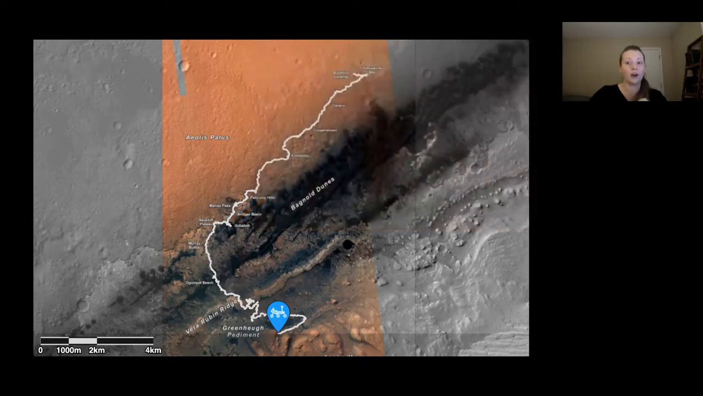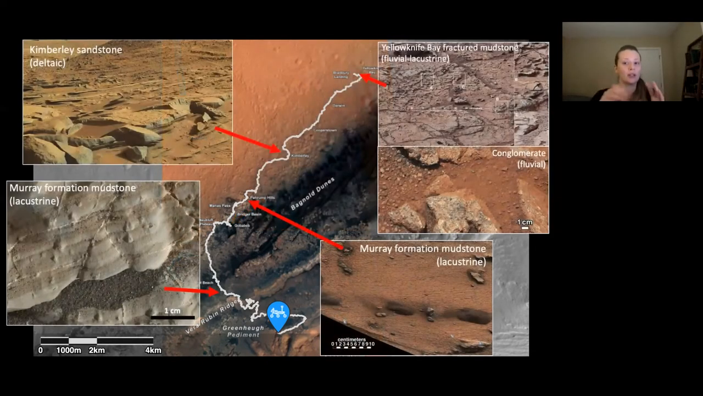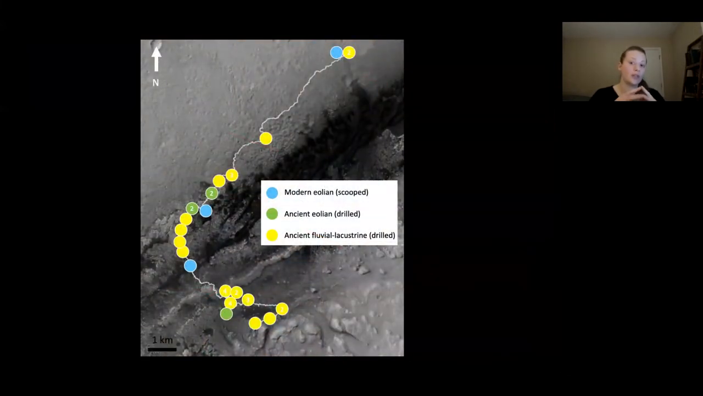But there are also sedimentary rocks. These include a few sandstones that were once part of a delta, things that we see at the Kimberley formation here. We also found a conglomerate, which contains those rounded pebbles I mentioned earlier and represents a potential fluvial or river deposit, and a lot of mudstones, which were deposited in lacustrine or lake environments. CheMin has sampled over 36 rock and soil samples so far, 28 of which were fluvial lacustrine in nature.